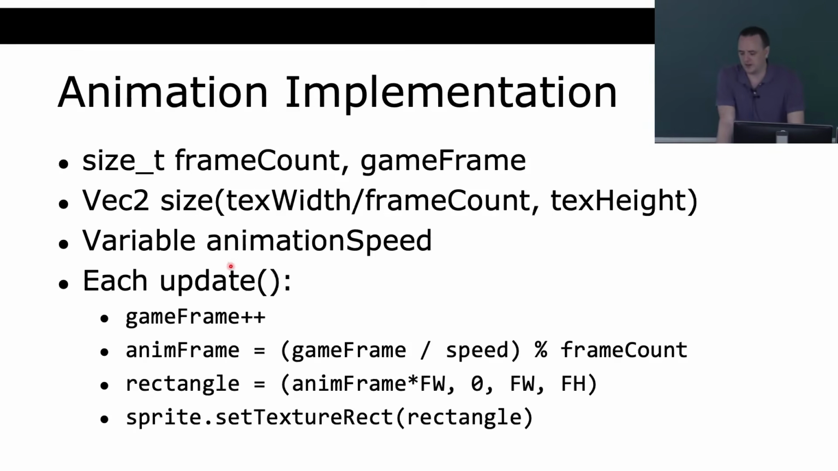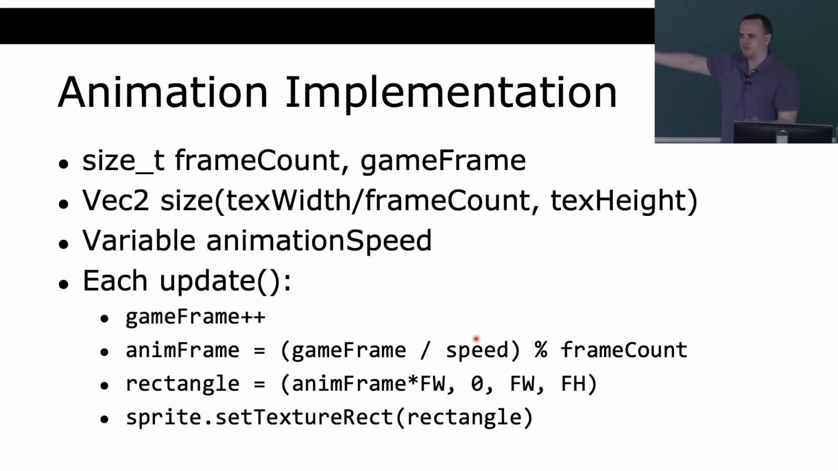So what's going to happen on each update of the animation is we're going to increase the number of frames that this animation has been alive. We're going to determine the animation frame that should be played. How? Well, it's just the game frame divided by the speed, right? So if I'm on frame 100 and it's a 10 speed, then I should be playing animation frame number 10.